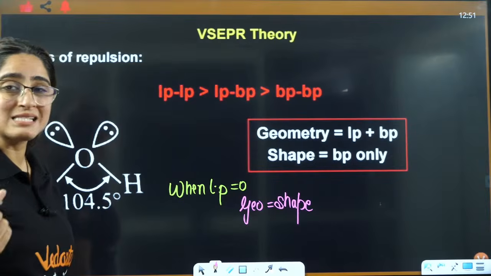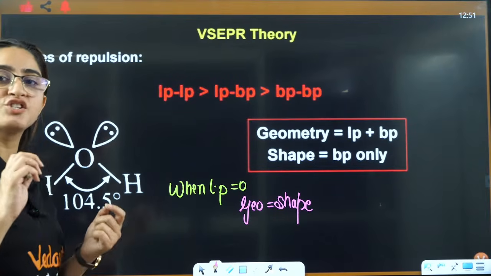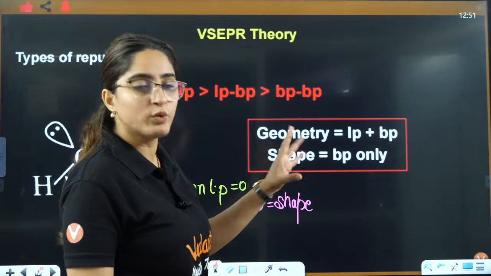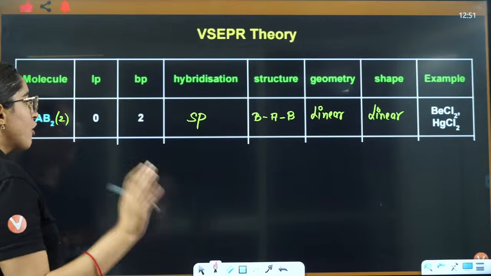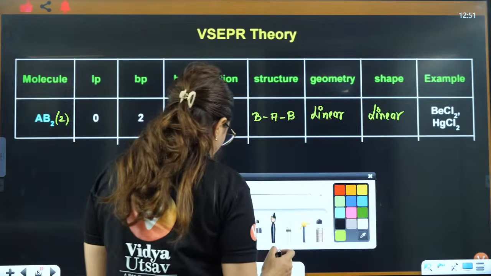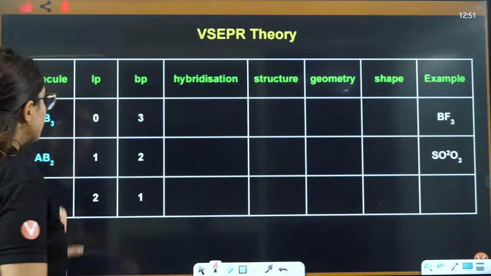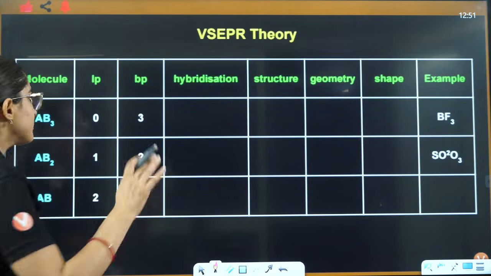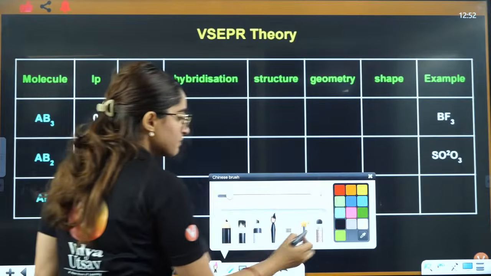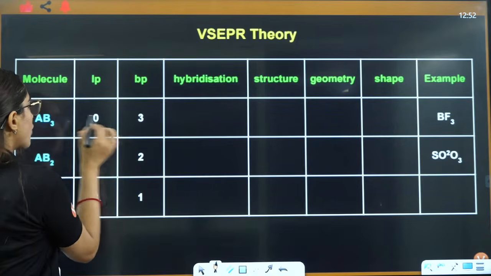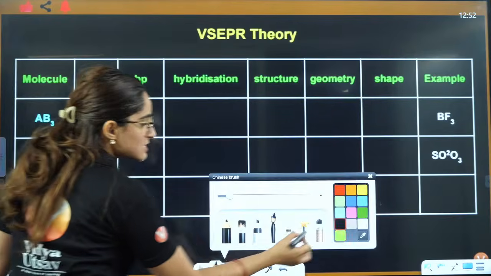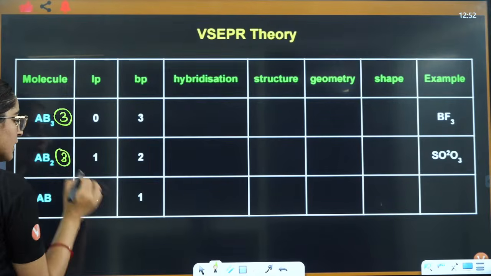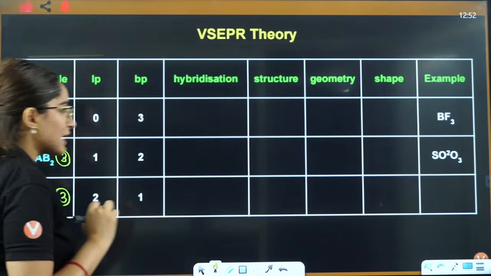But later on we'll see that when the lone pair is 1 or 2, the shape will change, because in the shape we don't see the lone pair, we only see the bond pair. For that you have to wait a bit. Now, for example, lone pair is 0 and bond pair is 3. So overall the steric number is 3. Here 2 plus 1 is 3, right?